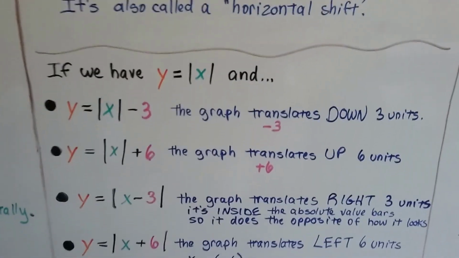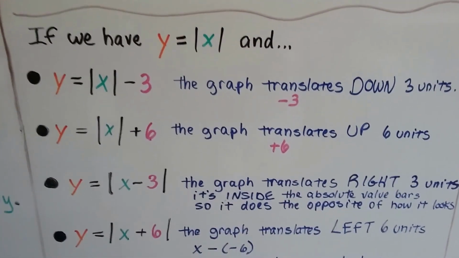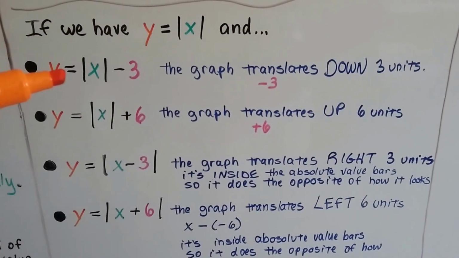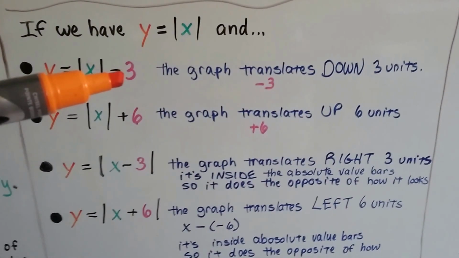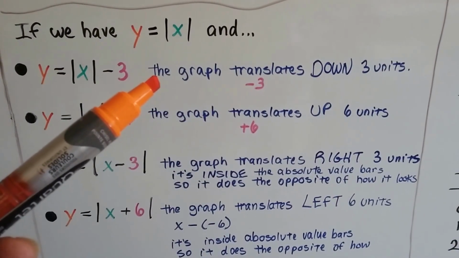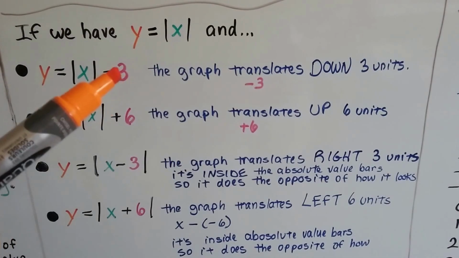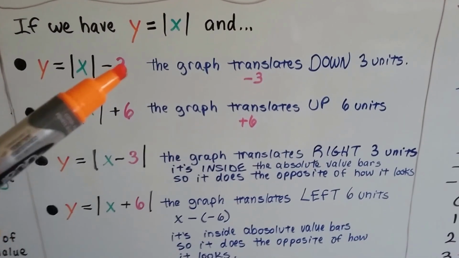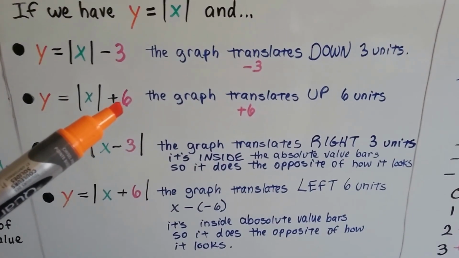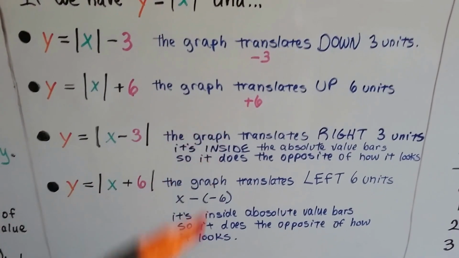So if we have y equals the absolute value of x as our parent function, and we have the equation y equals the absolute value of x minus 3, the graph translates down 3 units. We have a minus 3 outside of the absolute value bars. And if we have a plus 6, the graph is going to translate up 6 units. We've got a plus 6.